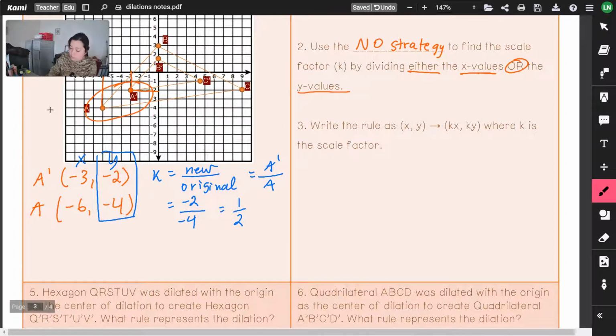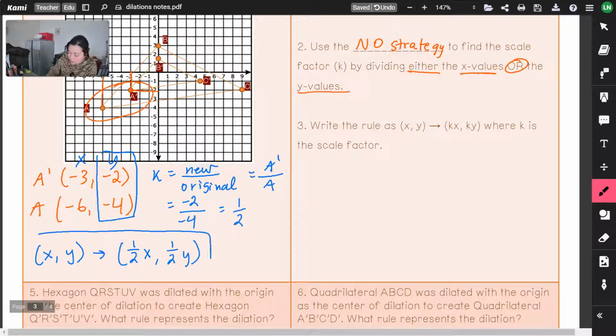So our rule, what we're trying to find out here, what is the algebraic rule? The algebraic rule is kx, ky. Well, k is 1/2, so this is 1/2 x, comma, 1/2 y. And there is the answer. Not too bad, right?